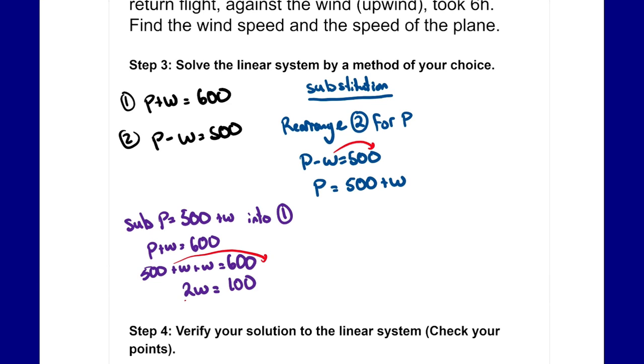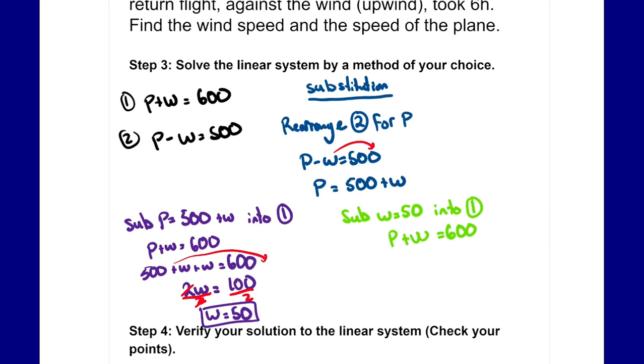Go through and solve, divide both sides by 2. One side cancels out, and I end up with W is equal to 50. Now that I know one variable, I'm going to take that, and I'm going to substitute it back in. So I'm going to sub W equals 50 into, let's say, equation 1, just because it's a little bit easier to work through mentally.